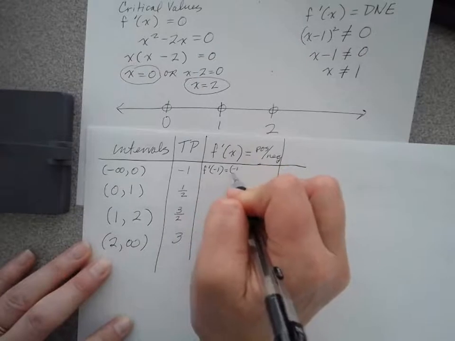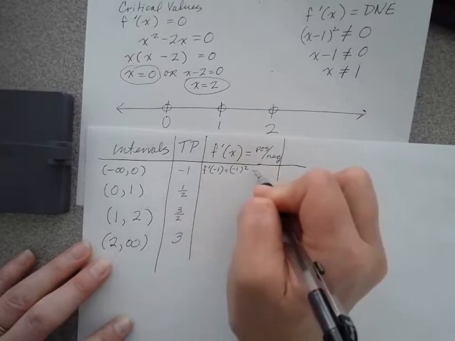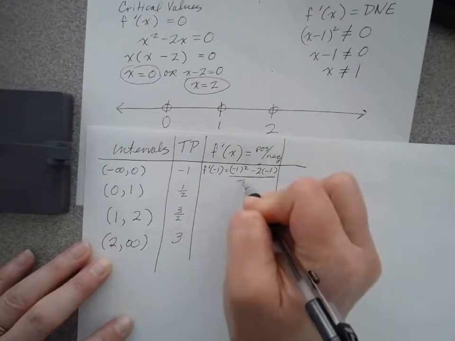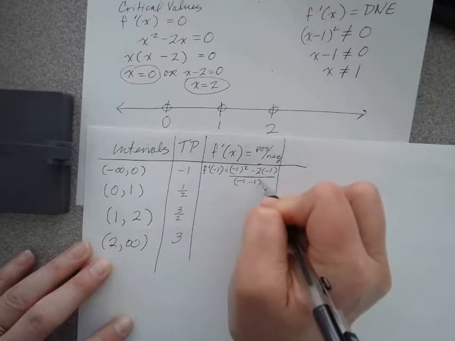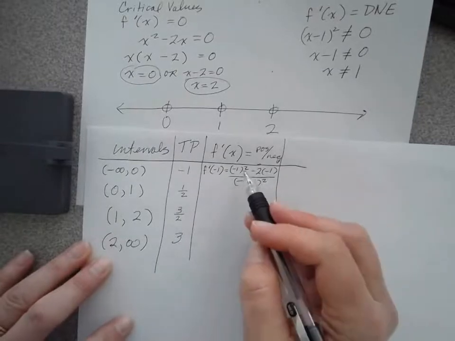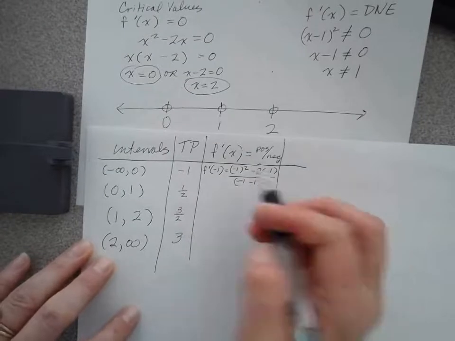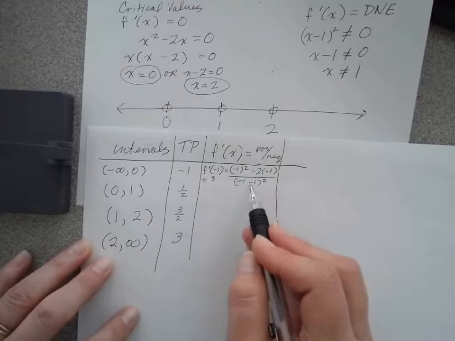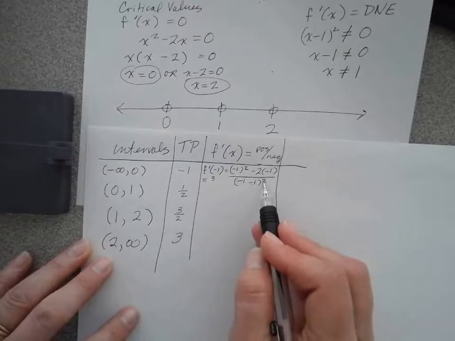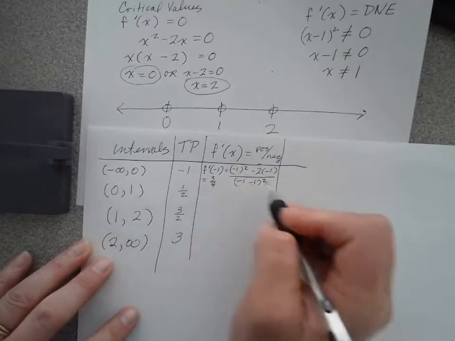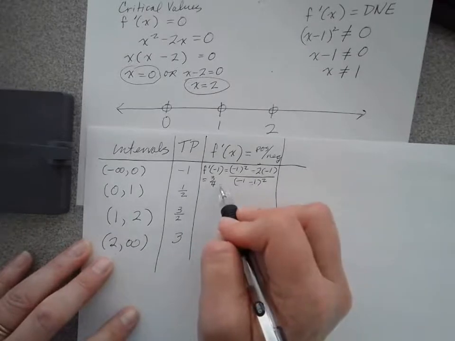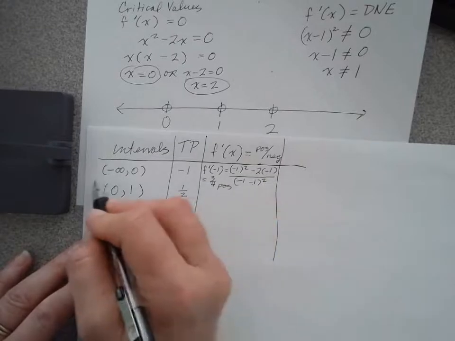Okay. All right, so negative 1, if we plug that into our first derivative, f prime of negative 1 is going to be negative 1 squared minus 2 times negative 1 over negative 1 minus 1 squared. Okay, so positive 1 plus 2 is going to be positive 3 over negative 1 minus 1 is negative 2, and then square that is 4. So is that positive or negative? 3/4 is positive. Okay.